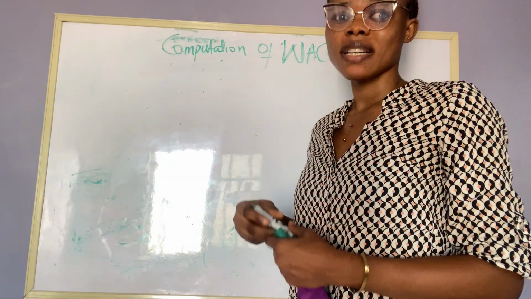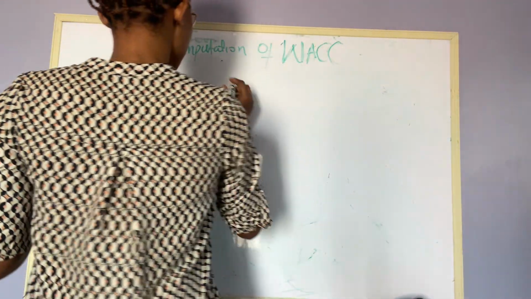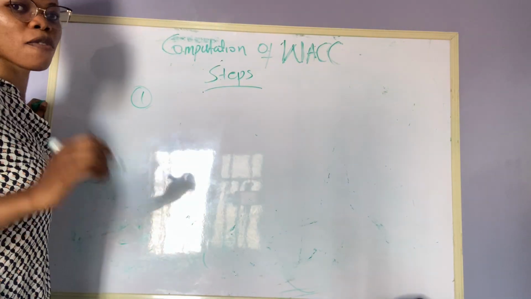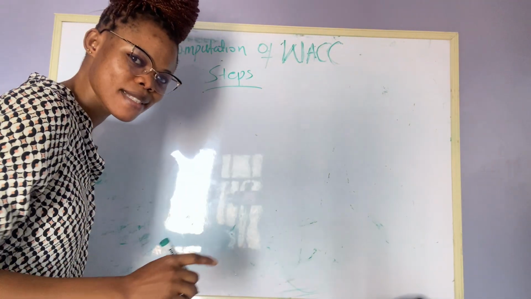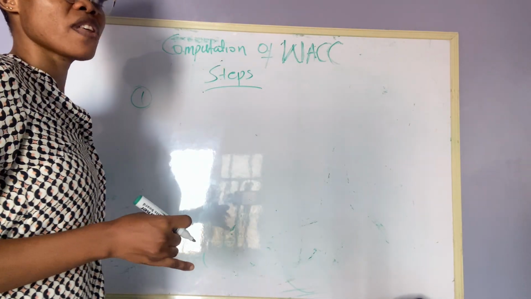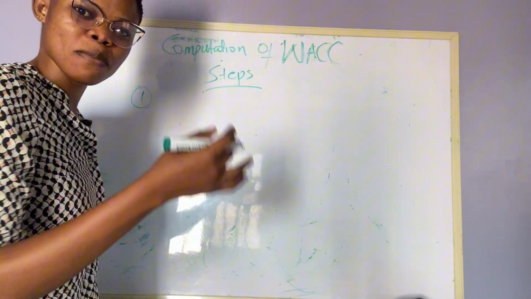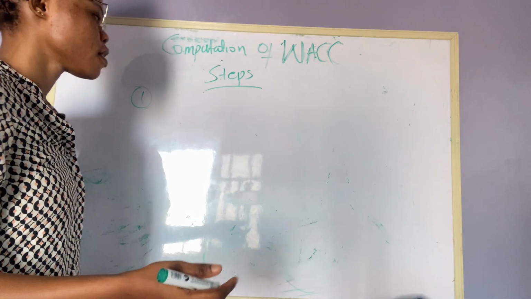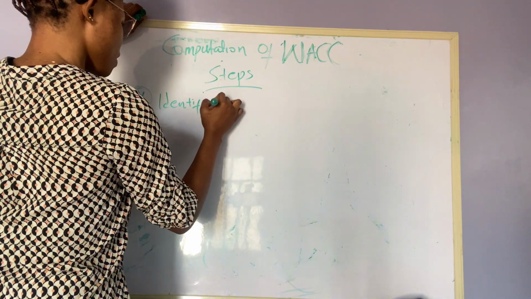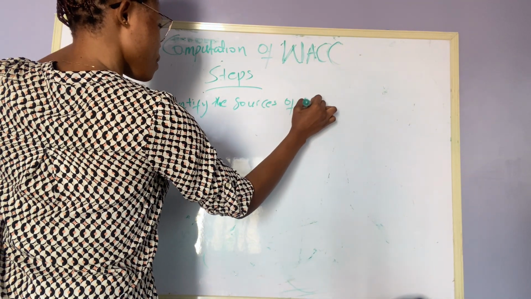So now for us to calculate WACC, we have steps for WACC computation. Number one, first of all, you have to identify the sources of finance. Yes, you have to know if there is ordinary share capital, if there is redeemable debt, if there is preference share, if there is debt, irredeemable bank loan, notes, all those things. First of all, identify the sources of finance.